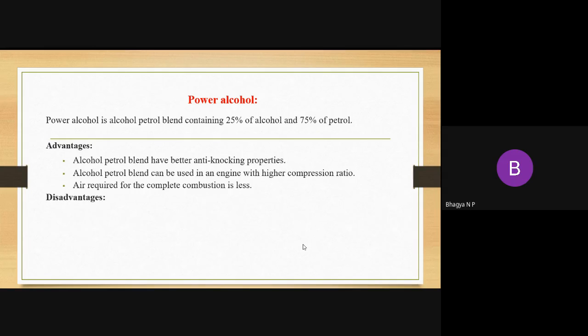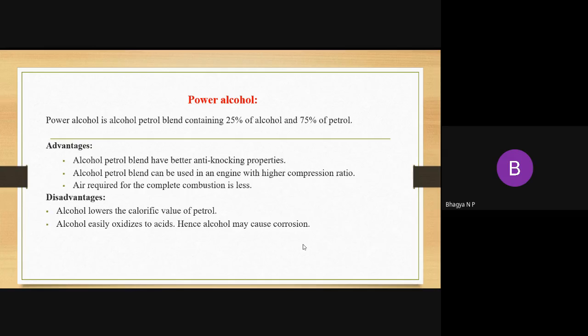So now we'll move to the disadvantages. Disadvantages are, alcohol lowers the calorific value of the petrol. What does calorific value mean? Calorific value means the amount of heat liberated by the petrol due to the combustion in the presence of air, that we call calorific value. Because of the presence of alcohol in a petrol, it lowers the calorific value of the petrol.